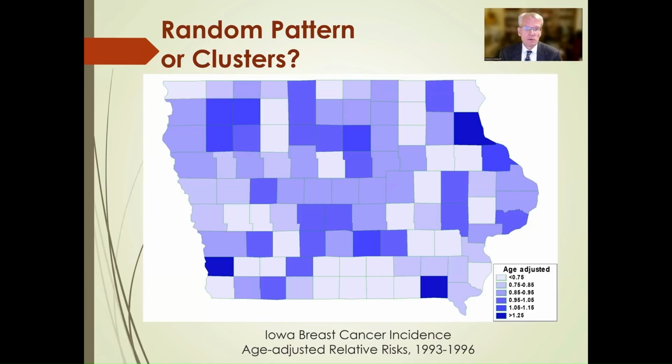So here's Iowa breast cancer incidence from the 1990s. These are age-adjusted relative risks. So the question is, is this just a random pattern? Or are there any clusters on this map? Because by chance, there will always be some randomness. To the naked eye, we can see some kind of patterns here, but is it just random, or is there truly some area, some clusters, where they truly have an excess incidence of breast cancer?